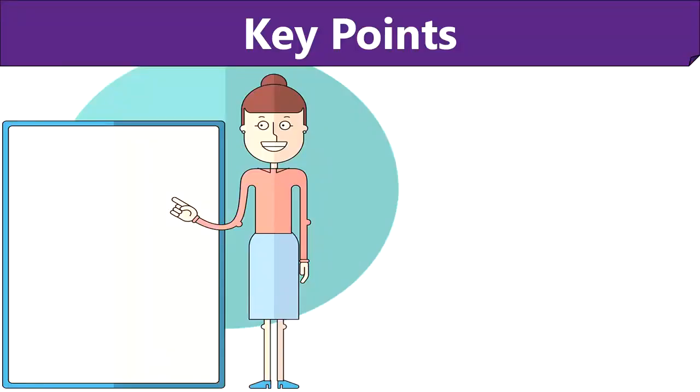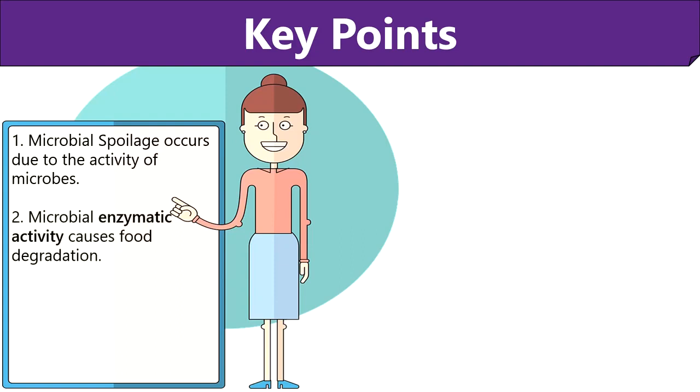Let us discuss some key points before proceeding to the theory of microbial food spoilage. Food spoilage can result from insect damage, physical injury, chemical changes, and microbial attack. Microbial food spoilage is caused due to the growth and activity of microorganisms. The enzymatic activity by microorganisms is responsible for food degradation, like hydrolysis of proteins by proteolytic enzymes, rancidity by lipolytic microbes, etc.